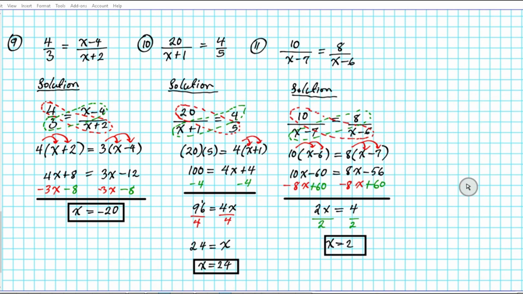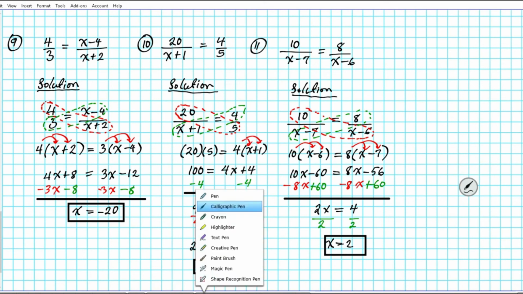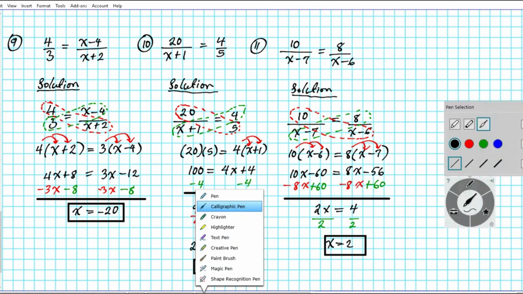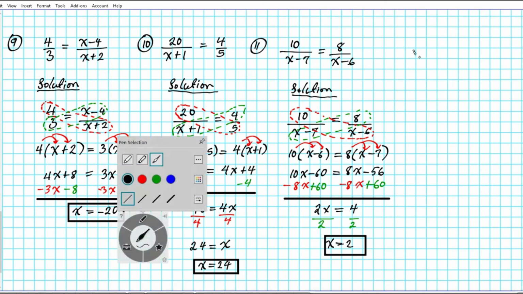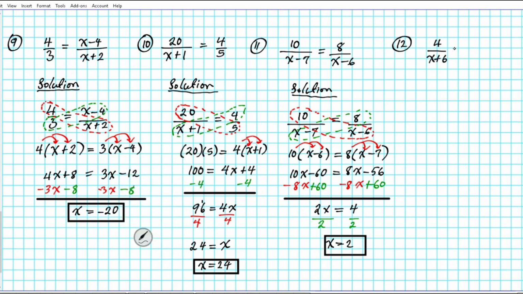Alright, let's take a look at question number 12, the last one, and then you have an opportunity to try out some practice problems to demonstrate mastery of this standard that we are working on. Okay? Alright, so for number 12, let's say you want to solve the proportion given by 4 over x plus 6 equals 8 over x.